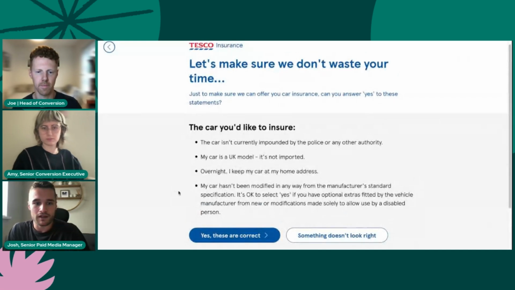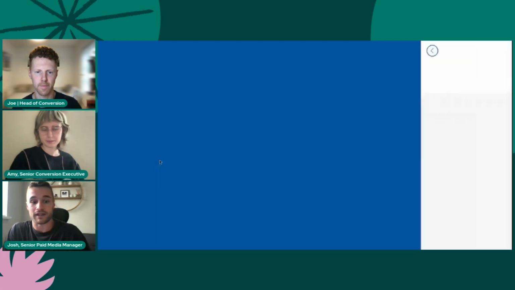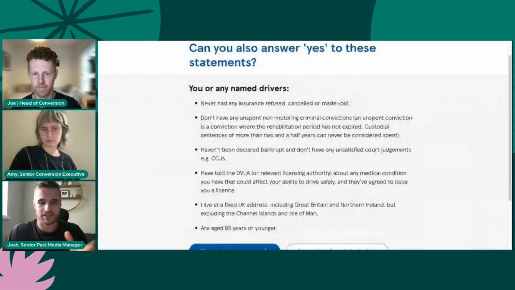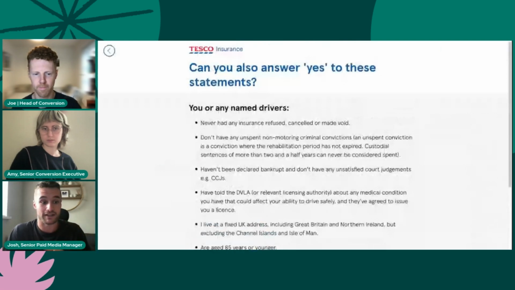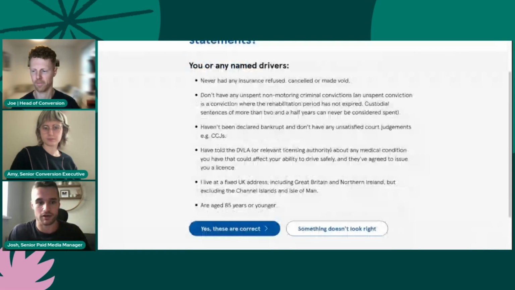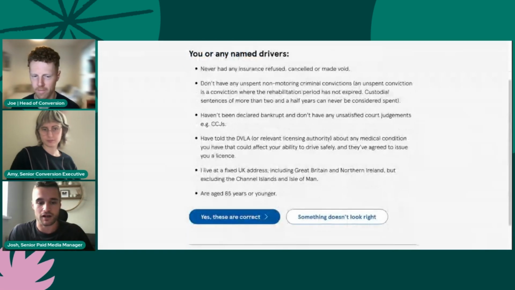I mean, at this stage here, I think there's an option for something that doesn't look right. If you click that at this point, it just takes you out of the form completely. It sort of says you won't be able to get a quote. Yeah, you can just at this point keep following through. There's not much for the user to do.